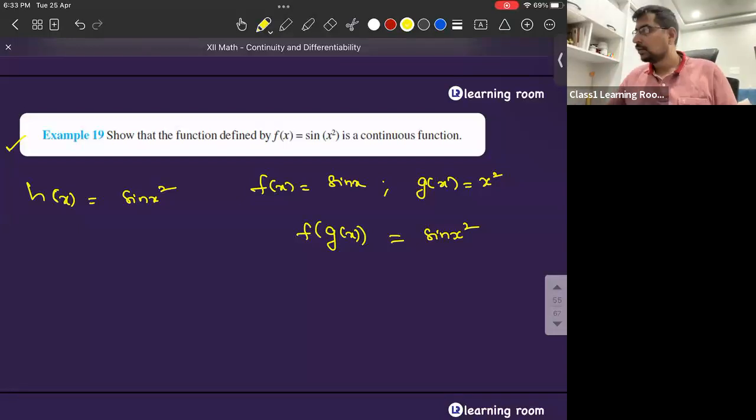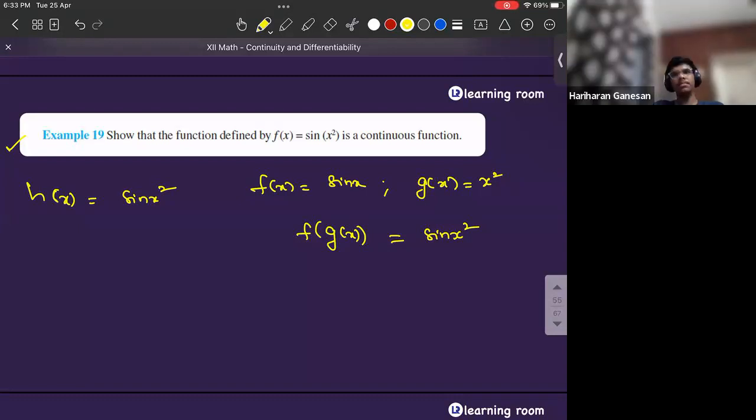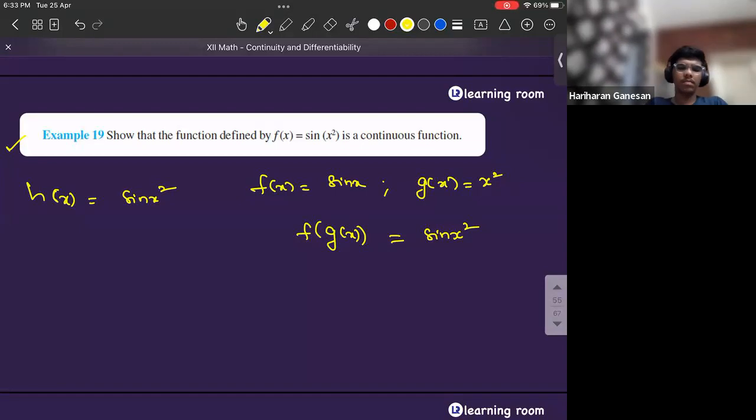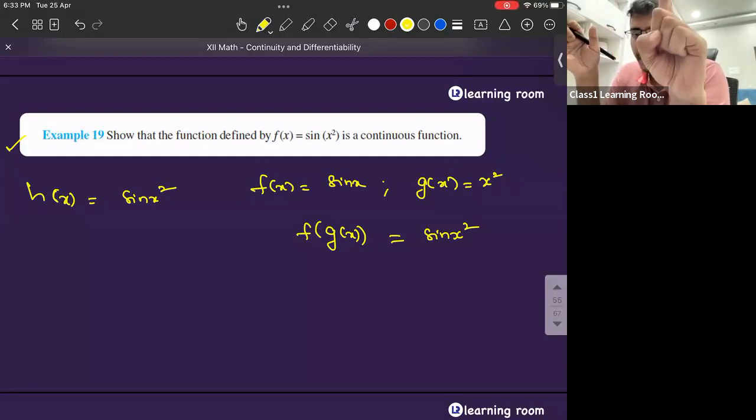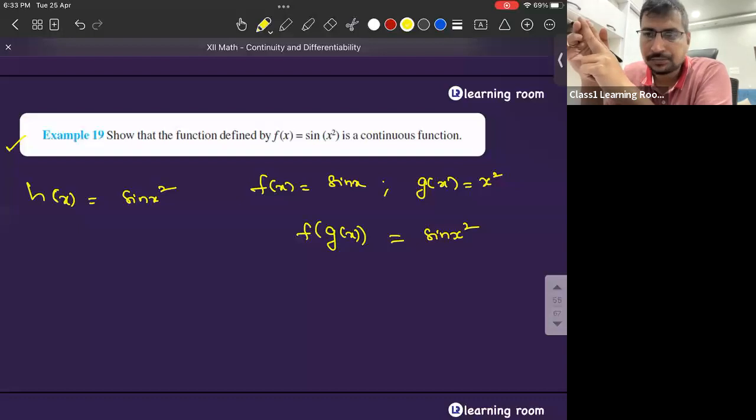So by now, I am assuming that everybody would have understood that sine x square is a composite function. Yes or no? Give me that confirmation at least. Yes, sir. Okay. So how is that composite function of sine x square formed? By the composition of two functions. What are they? The trigonometric function sine x and the algebraic function, a polynomial function, x square.